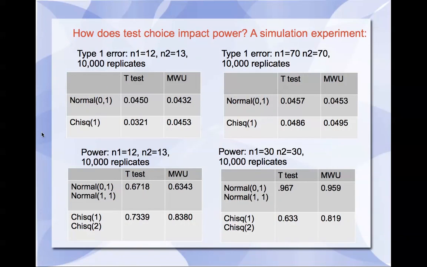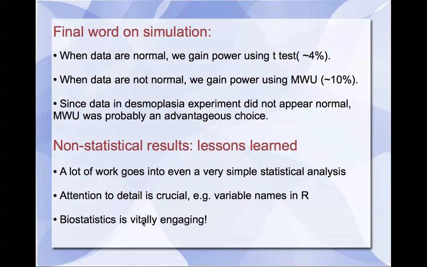I did a simulation, and I just want to draw your attention to this portion of the simulation because it's the most relevant to the experiment at hand. The sample sizes were the same as in the experiment. On 10,000 replications, we see that for normal generating distributions, the t-test had a power edge over the Mann-Whitney-U test. For non-normal generating distributions, the Mann-Whitney test had an edge in terms of power over the t-test. So to summarize, when the data were normal, we gain 4% power using a t-test, but when they're not normal, we gain 10% power using Mann-Whitney-U. So in hindsight, since the data in the desmoplasia experiment did not appear to be normal, the Mann-Whitney-U was probably a good choice.